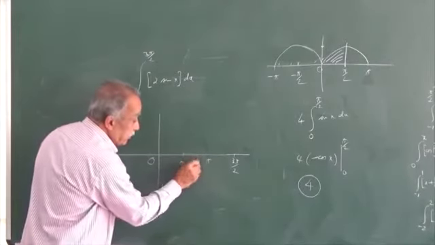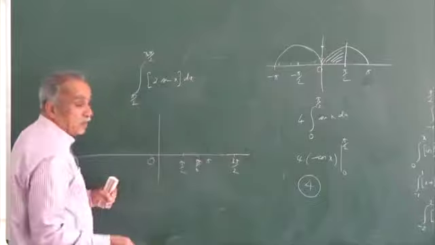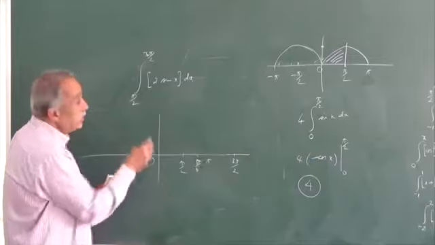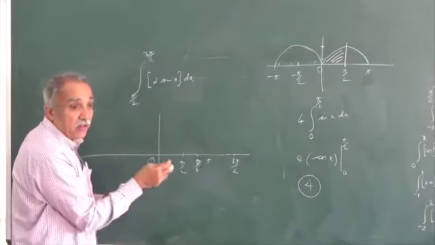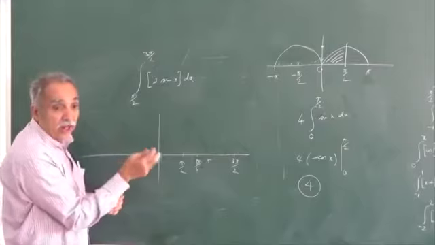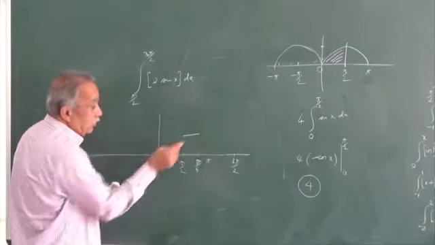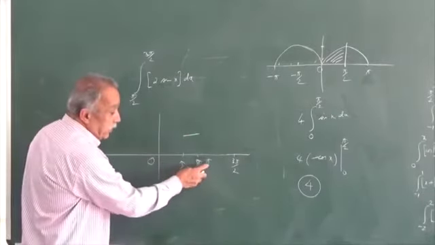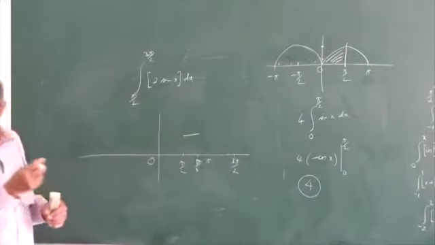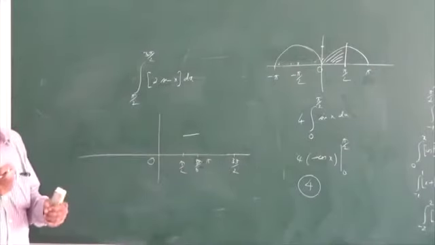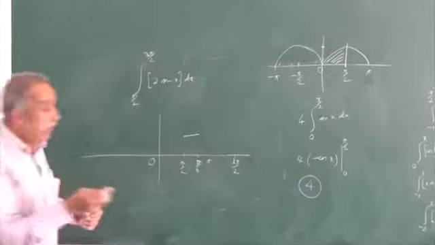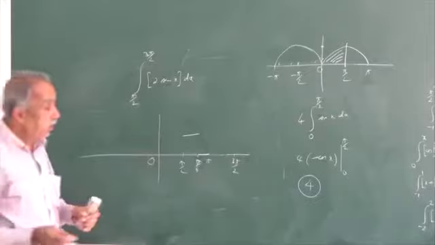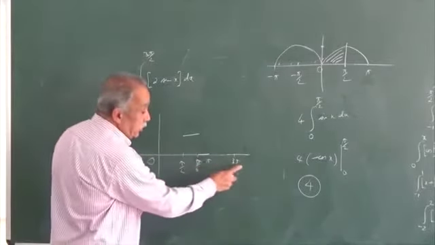5 pi by 6. So for x between pi by 2 and 5 pi by 6, sin x will be between 1 and half, 2 sin x will be between 2 and 1, integer part will be equal to 1. Agree? For x between 5 pi by 6 and pi, sin x will be between half and 0, double will be between 0 and 1, integer part will be 0. Okay. Next, from pi to 3 pi by 2.